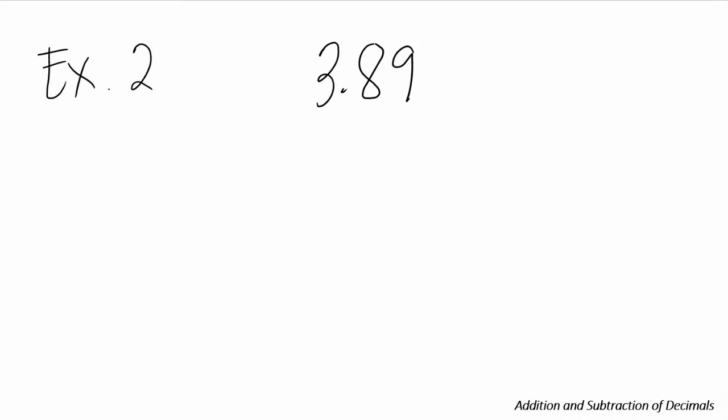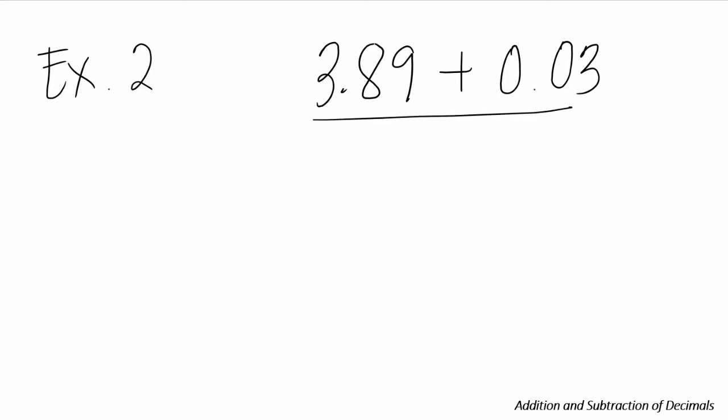So let us try another example, example number 2. We have 3.89 plus 0.03. So again, i-align lang natin siya into a vertical position. Rewrite natin siya as 3.89 para ma-align natin na mabuti.